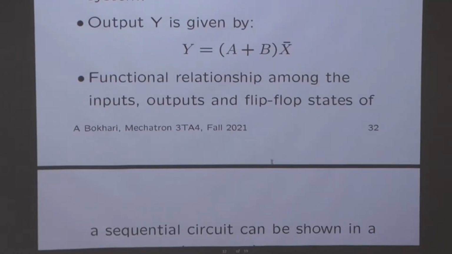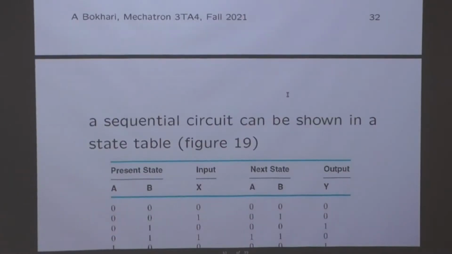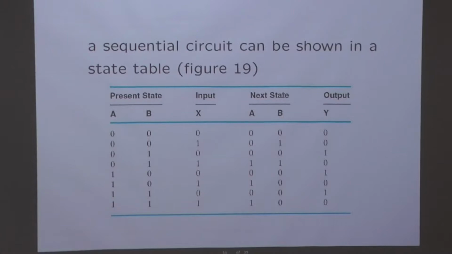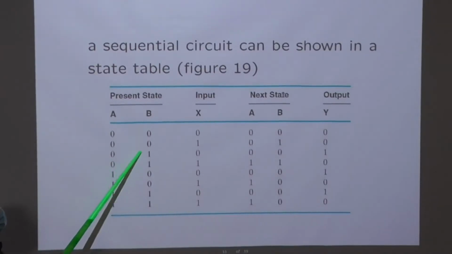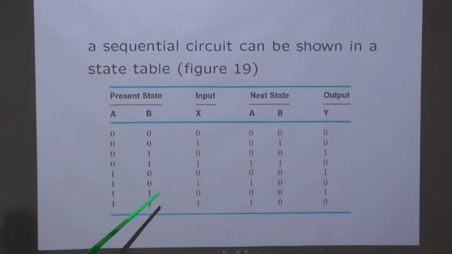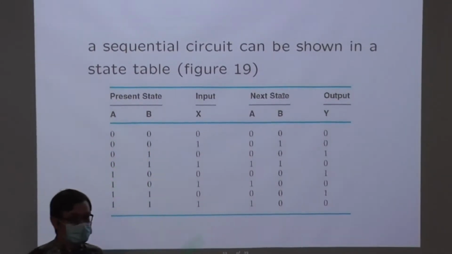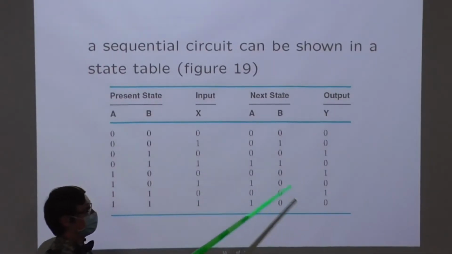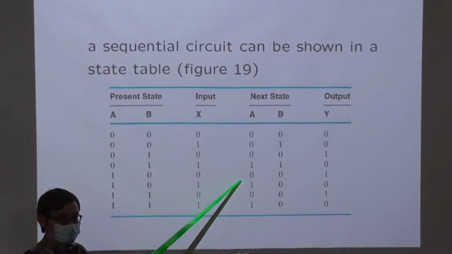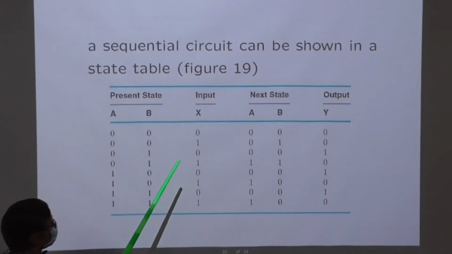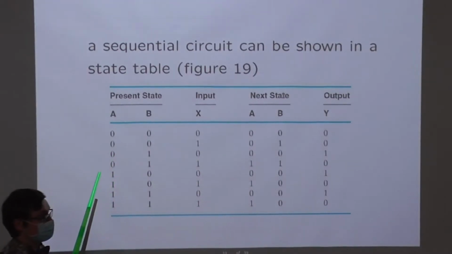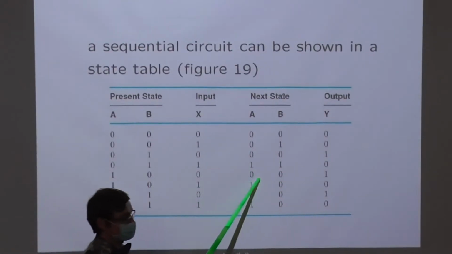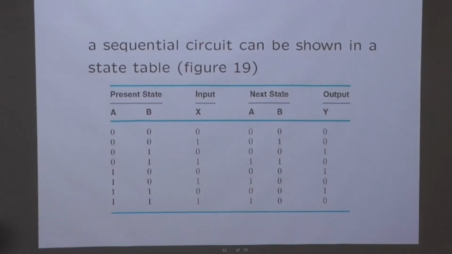The functional relationship among the inputs, outputs, and flip-flop states of the sequential circuit can be shown in the following state table. So you can see, separately labeled, including the input, we also have the present state of both registers A and B. In addition to the output, we have the next state of A and B specified, right? So we always have a deterministic path from the present state plus inputs to the next state plus outputs, right?